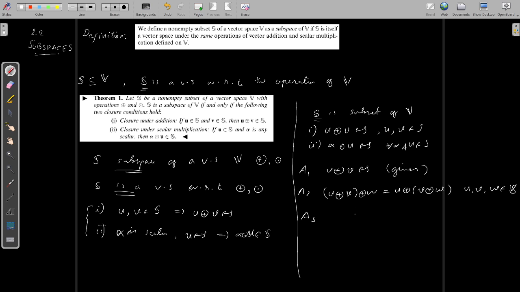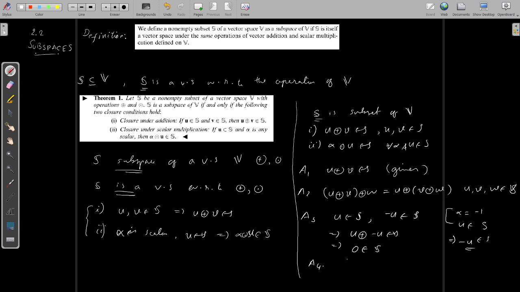So what is A3? In A3 we can say that 0 belongs to S. In order to prove that, we choose a u belonging to S. Using the idea of putting alpha equal to -1 and u belonging to S, then using the second condition, -1 times u, that is minus u, belongs to S. So when u belongs to S, by the second condition minus u is also an element of S. This implies, using the first condition, u plus minus u belongs to S. So this implies 0 belongs to S. Okay, so A3 is satisfied.